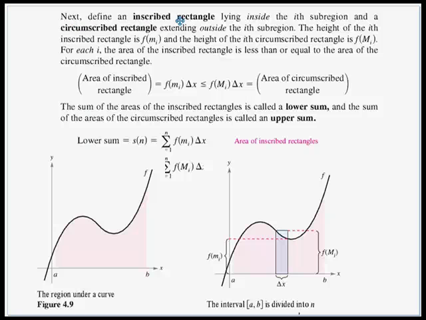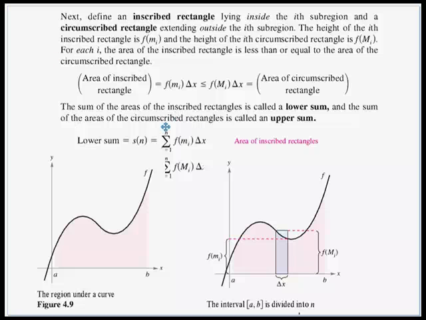Next, define an inscribed rectangle as lying inside the ith subregion, and a circumscribed rectangle as extending outside that ith subregion. The height of the ith inscribed rectangle is f of m sub i, and the height of the ith circumscribed rectangle is f of capital M sub i. For each i, the area of the inscribed rectangle is less than or equal to the area of the circumscribed rectangle. So here's the area of the inscribed, the area of the circumscribed, and again the truth is going to lie somewhere in the middle.